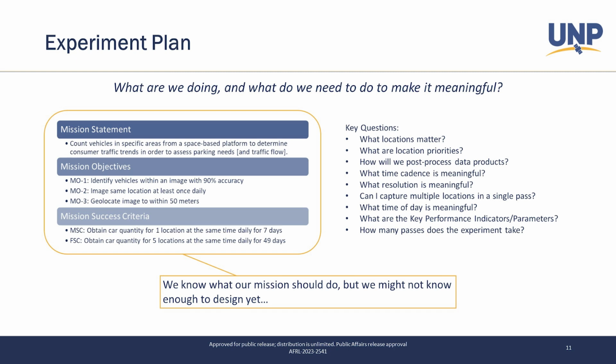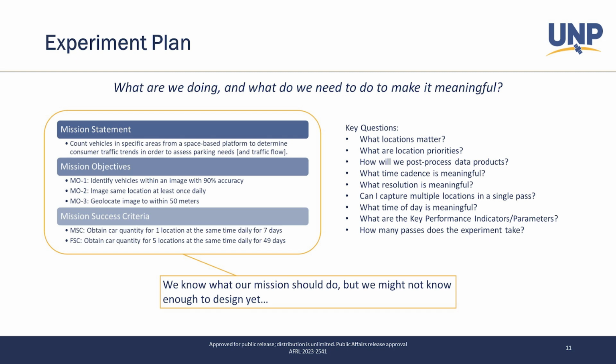What are locational priorities? How do we post-process data products to get that 90% accuracy? What time cadence matters? So we know it's daily, but does it matter what time of day? Does it matter if we were to do more than one location, kind of how close in time those are to each other relatively? What resolution is meaningful? So we have an accuracy, but what kind of resolution do we need? Can I capture multiple locations?